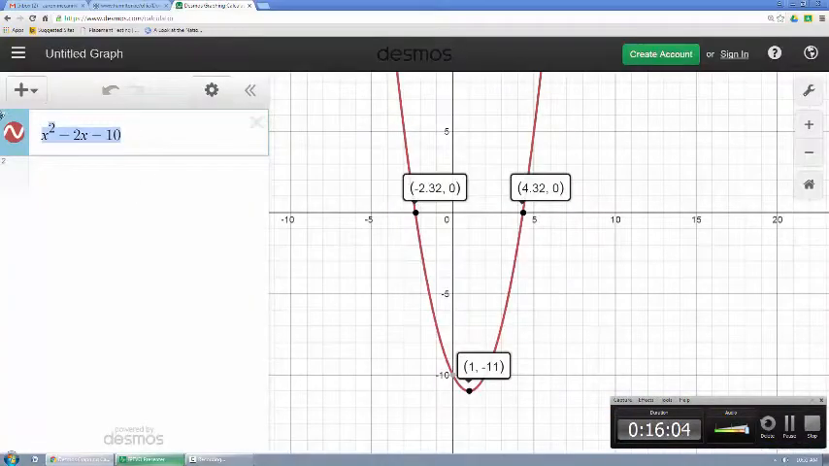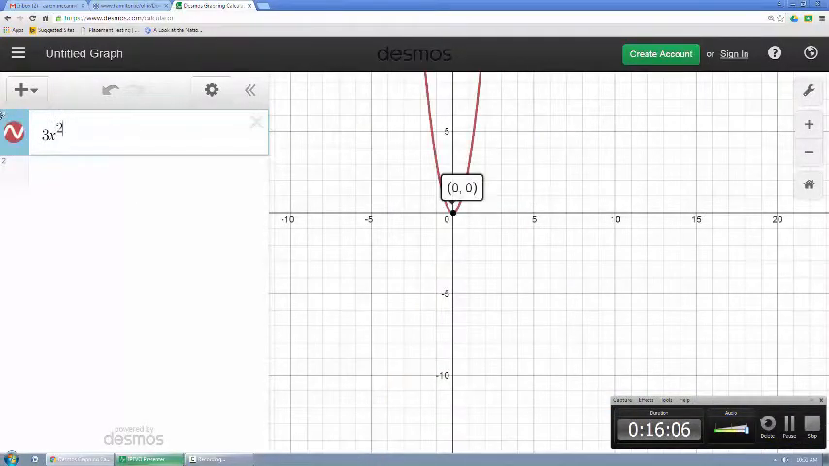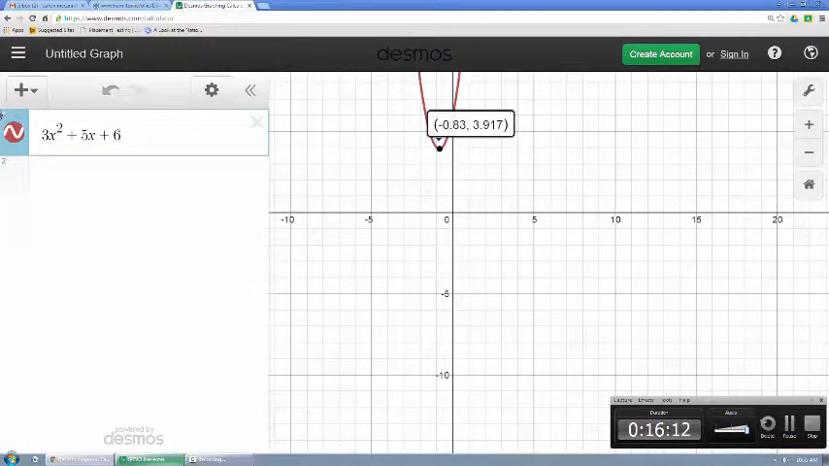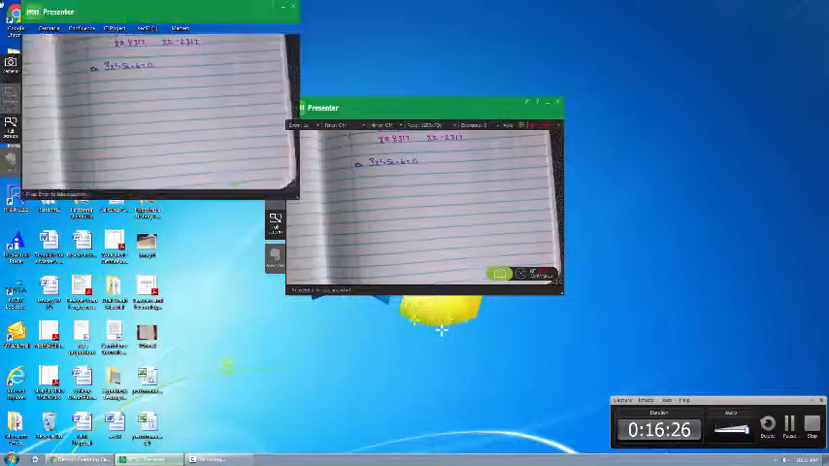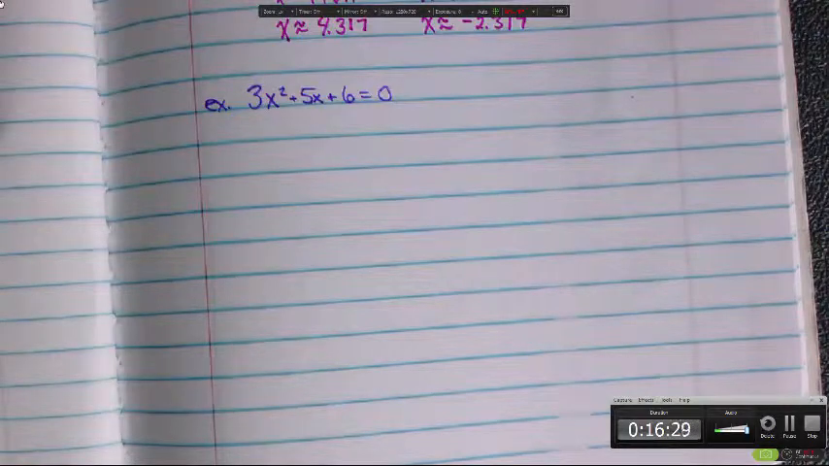So if we were to type this in, 3x squared. Remember, the quadratic formula tells you where the parabola crosses the x-axis. If we type this in and we graph it, we have a parabola that opens up, but what's the issue? It doesn't cross the x-axis. So here's what happens when that's the case. All right, so we're going to work this out with the quadratic formula.